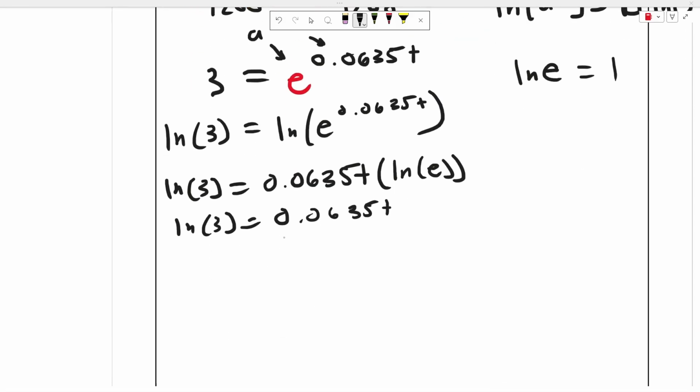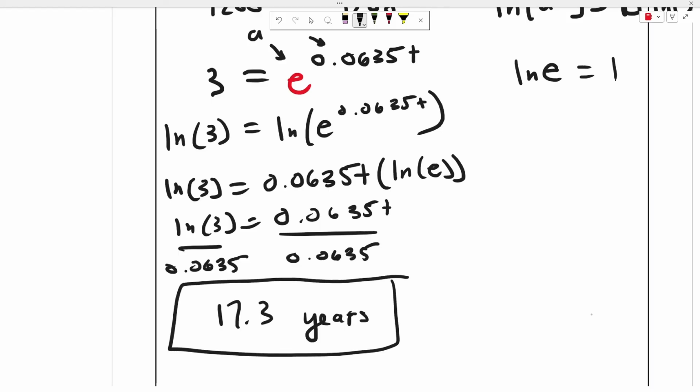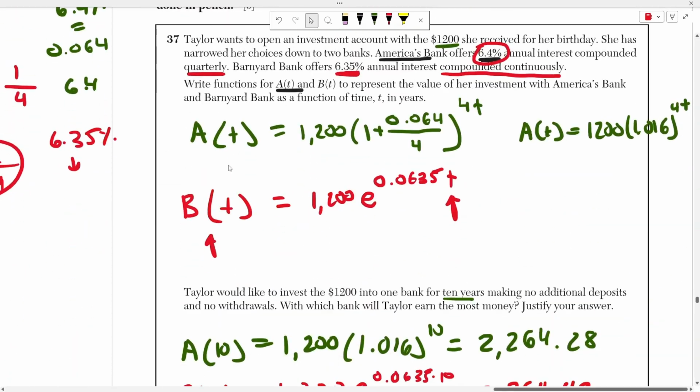From here, it's really easy to solve. All you have to do is just divide both sides by 0.0635. If you plug that into your calculator, you should get 17.3 years as your answer. So it'll take 17.3 years for her money to triple in the account. If you want to check your answer, you can always plug this back into your original equation up here, and you should get somewhere around $3,600 as your answer.